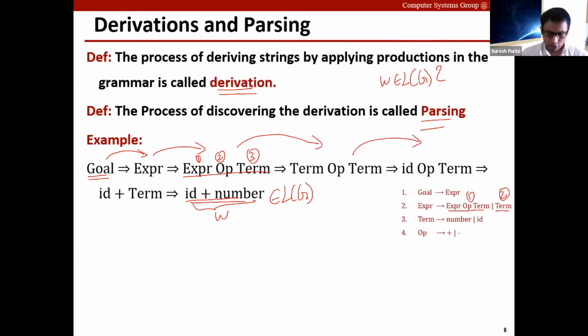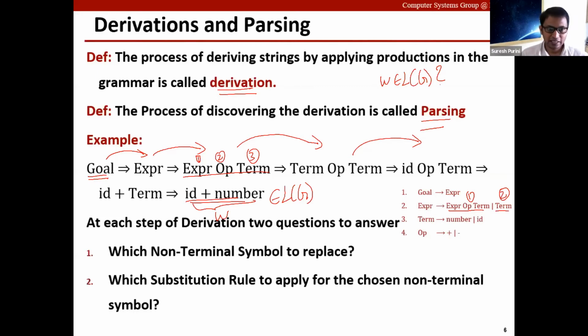Okay, so through this example, we can see there are two important questions that we have to answer at each step of derivation. The first question is which non-terminal symbol to replace. For example, when we are working with EXPR op, there are three non-terminal symbols. Among these three, which one should we use to move to the next step of derivation? That is the first question.